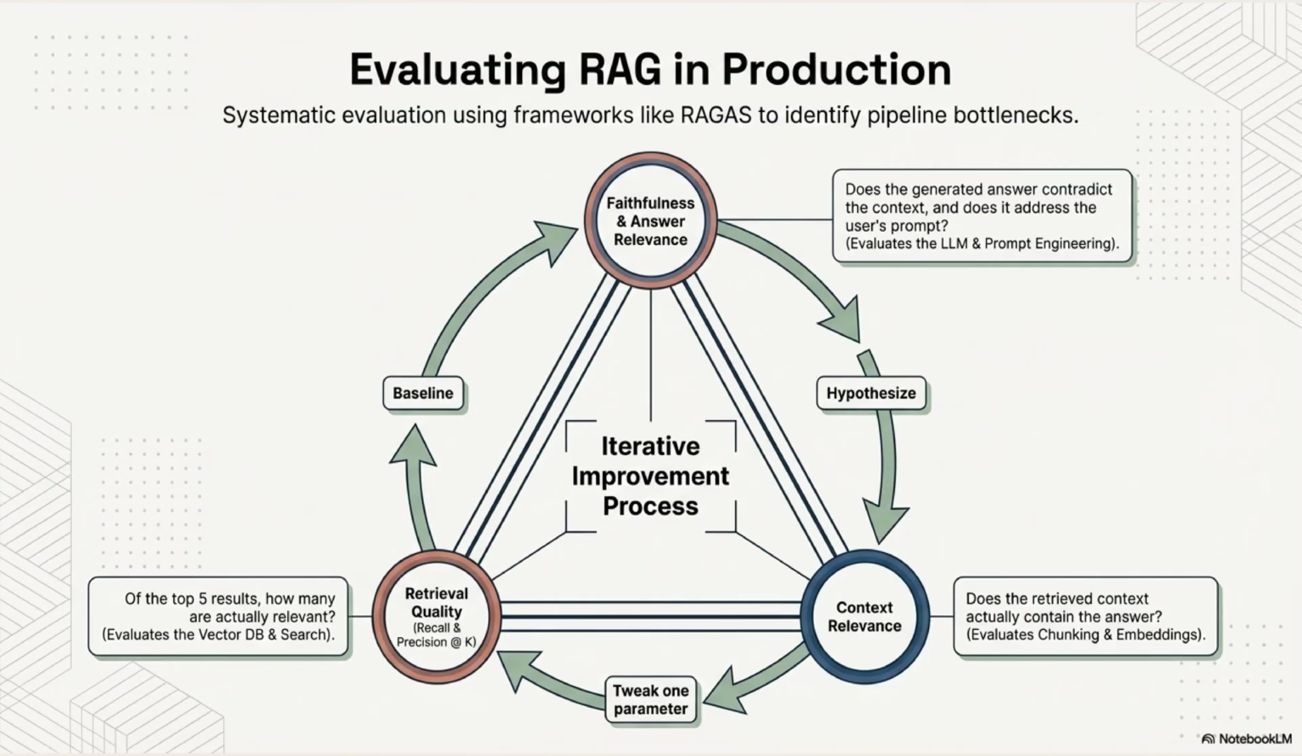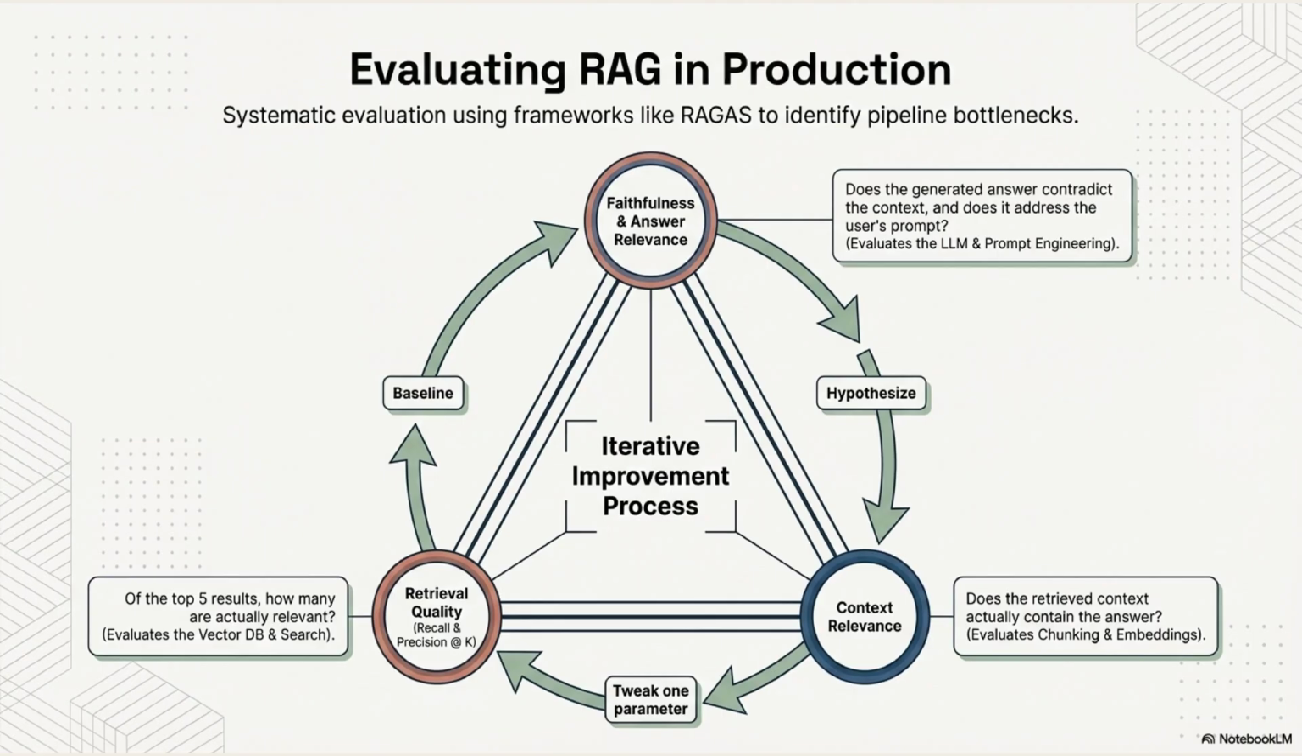You've built the pipeline. Now the question is, how do you know it's working? How do you measure quality? How do you find the bottleneck when answers start degrading? This slide answers all of that. The title is Evaluating RAG in Production. Systematic evaluation using frameworks like RAGAS to identify pipeline bottlenecks.